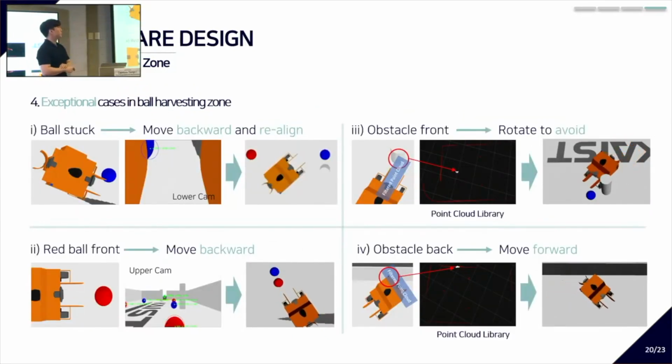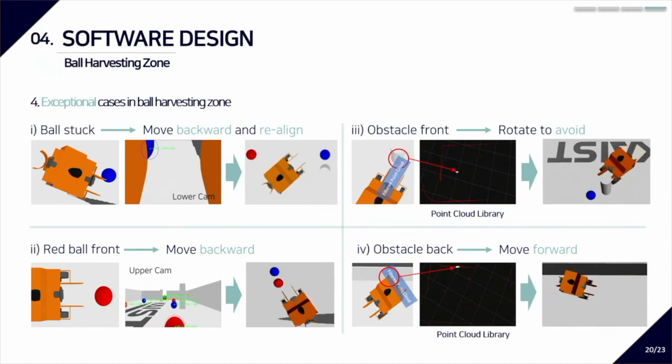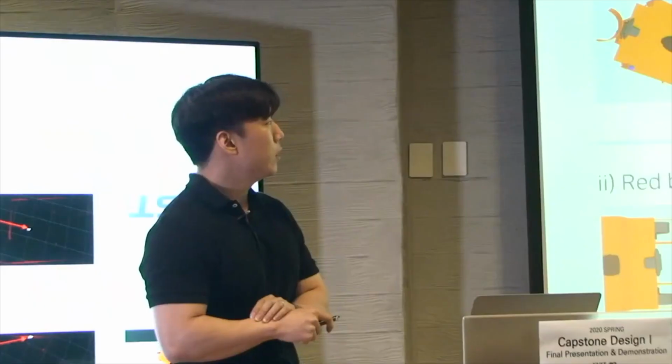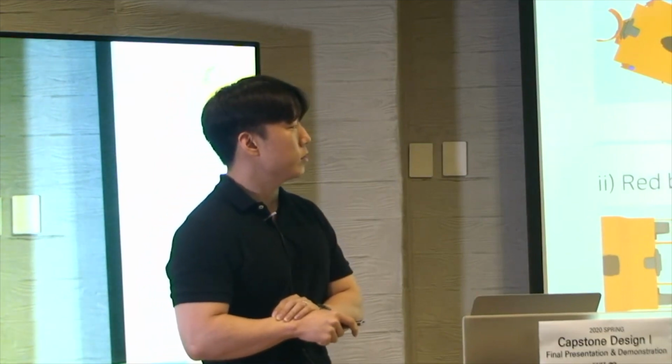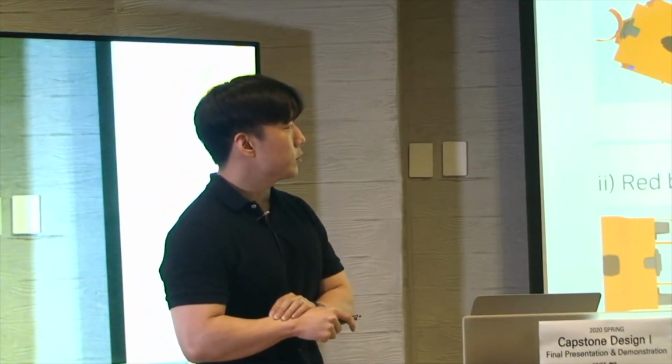And there are 4 exceptional cases in the ball harvesting zone. First one is the ball stuck situation. When the robot approaches the blue ball in wrong alignment, it moves backward and realigns with the ball. And for the red ball front condition, which detects the red ball in front, it moves backward and bypasses the red ball.